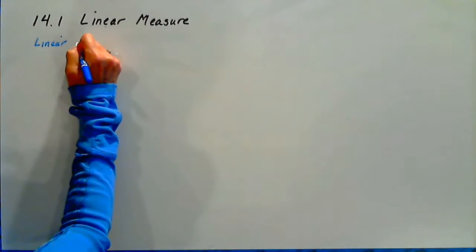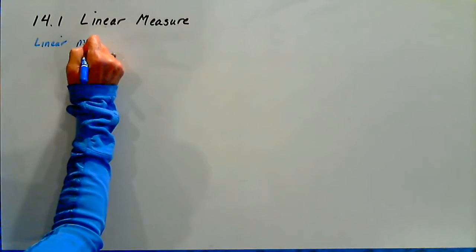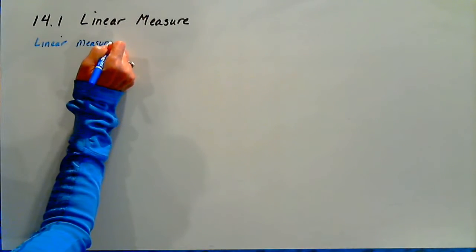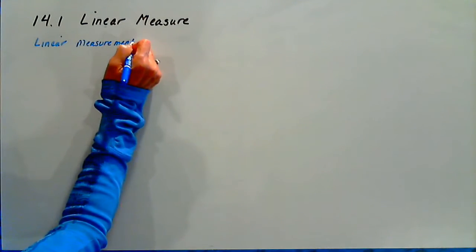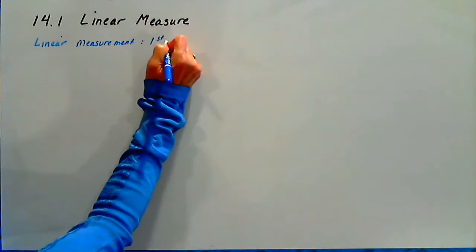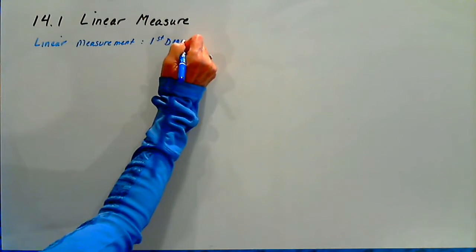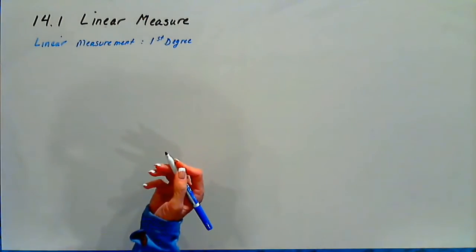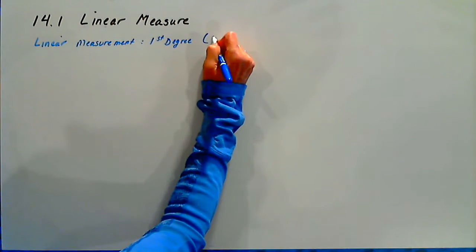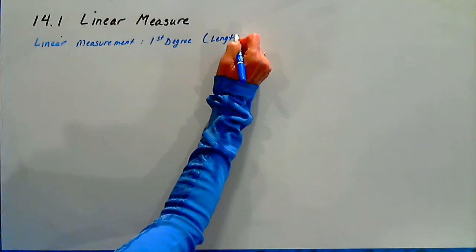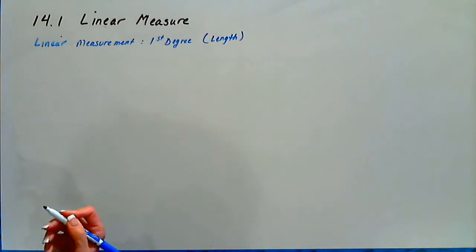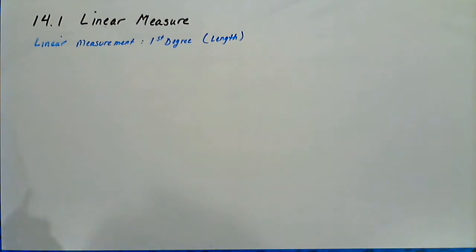Okay, so we're talking about linear measurement. And anytime you're talking about linear measurement, it is always first degree, meaning the exponent will always be a 1. Think of it as we're measuring length. Okay? So there's a lot of ways you can do this with students.